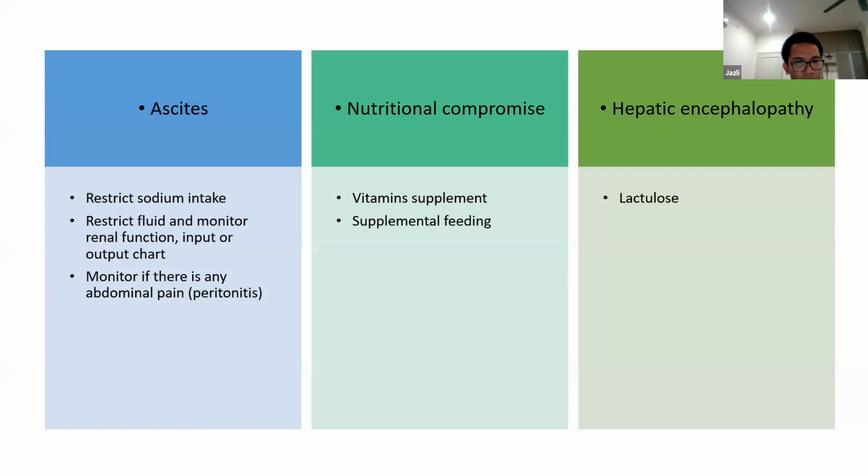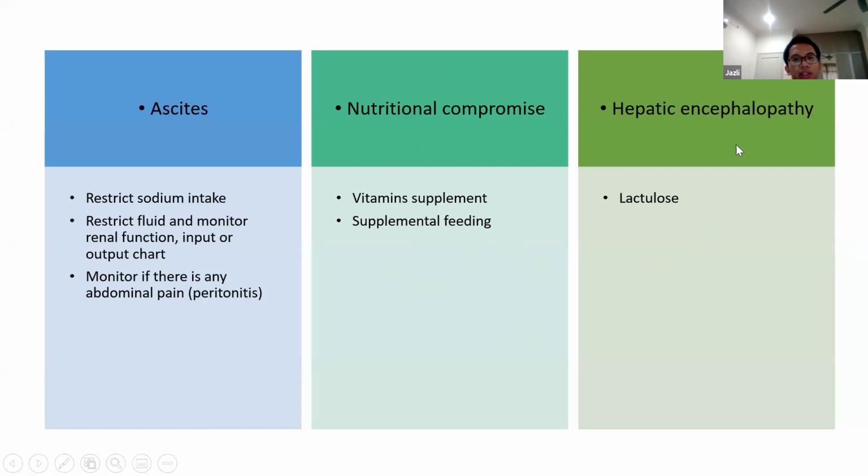Okay. Sorry. So for the management, the approach is that for a patient with ascites, we want to restrict the sodium intake. We want to restrict fluid and monitor renal function with an input and output chart. We want to monitor if there is any abdominal pain. For nutritional compromise, you want to ensure that the patient has adequate nutrition, because the patient could have reduced nutrition, especially in cases where the patient has poor oral intake or low appetite.